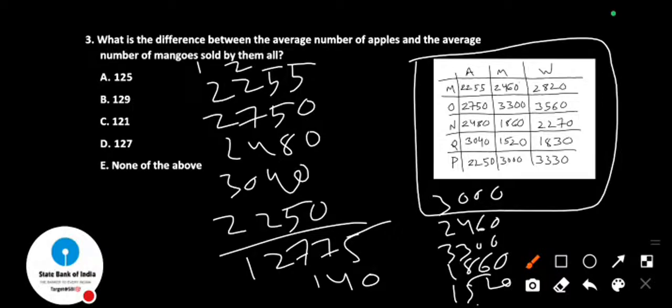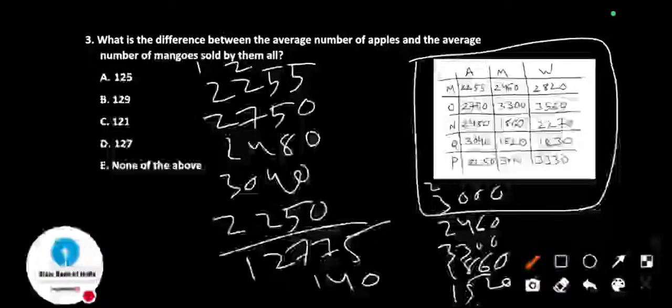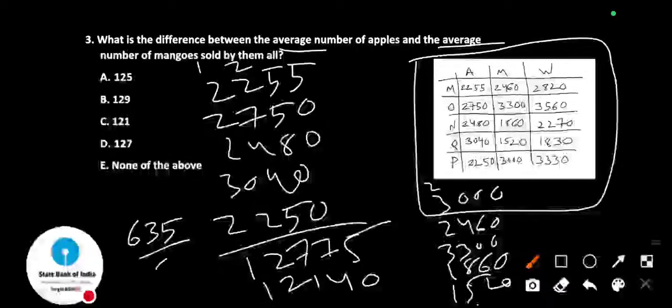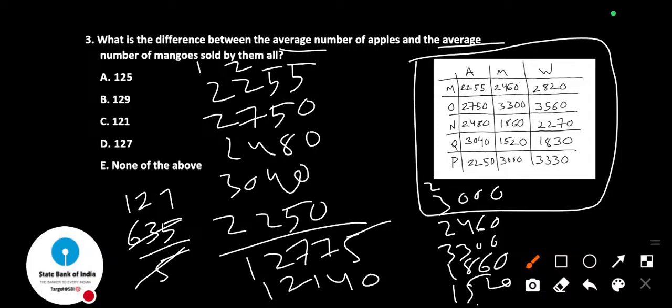So 2, 5, 5, 10, 12. The difference between these two, we have 635. And talking about the averages in both cases, divided by 5. 1 times, 2 times will be 60, and 7 times. So the answer we got is 127. Option D, 127. Gokul Katia, right answer. So option D is our answer.